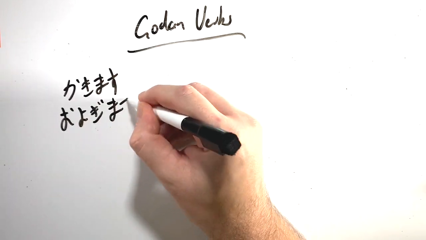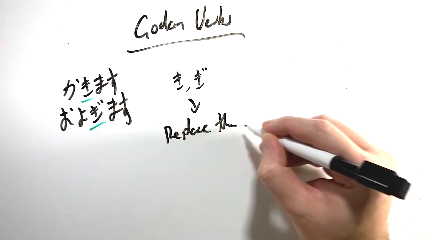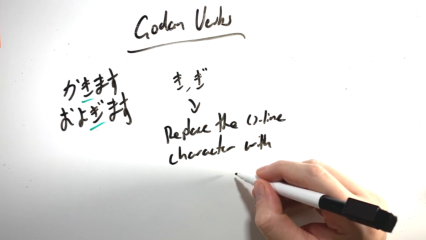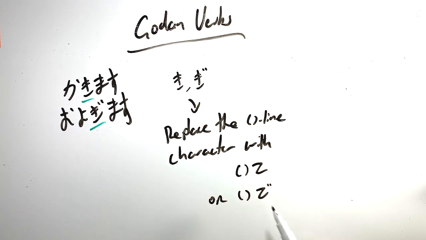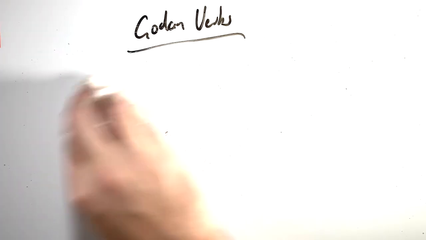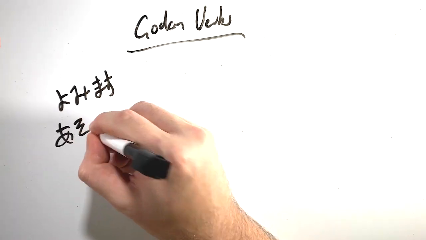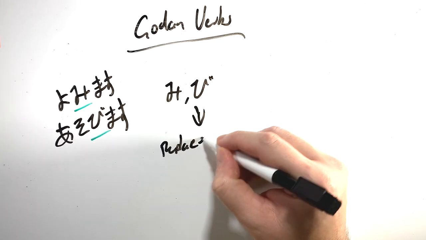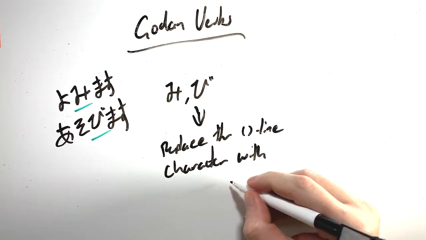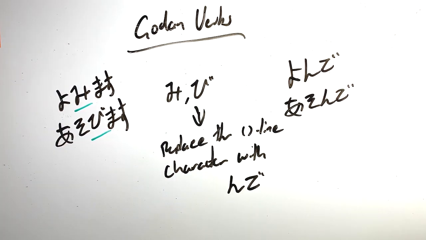The next group of godan verbs have ki and gi as the last character in the verb stem. So in this case, we replace the i line character with ite or ide. If we have a tenten, we need to preserve it. The third group has mi or bi before the masu, and this one is really easy again. We simply replace the i line character with nde. So yomimasu becomes yonde, and asobimasu becomes asonde.